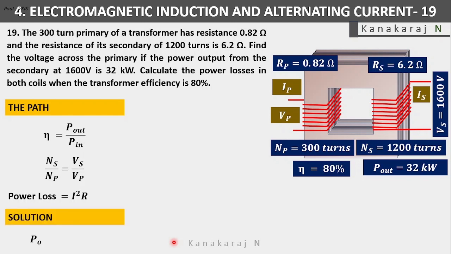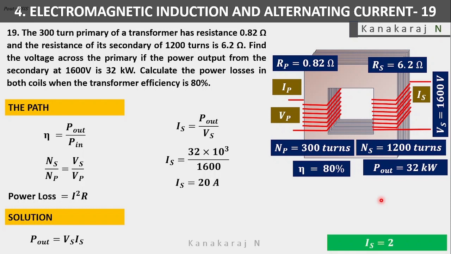Solution. Power output equals Vs Is. From here we can find Is equals power output that is given, which is equal to 32 kilowatt, divided by Vs, voltage in the secondary, which is given, that is 1600 volt. Substituting these two values, we get Is equals 20 ampere. Let us keep it near the corner.